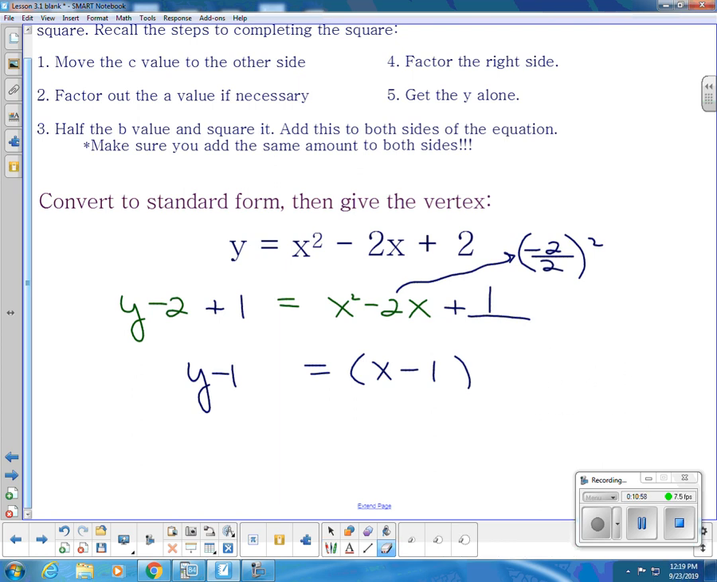How can I write x minus 1 times x minus 1? You put a little square there. So you're going to write it in binomial square form. Okay, it's going to be a perfect square.